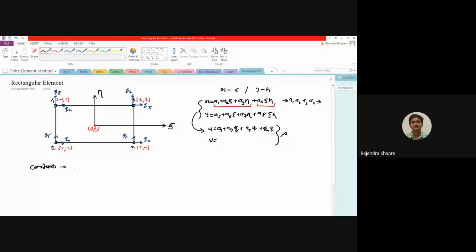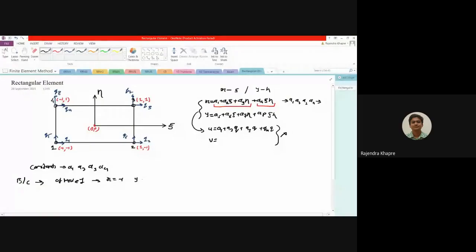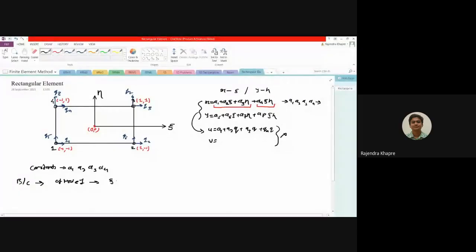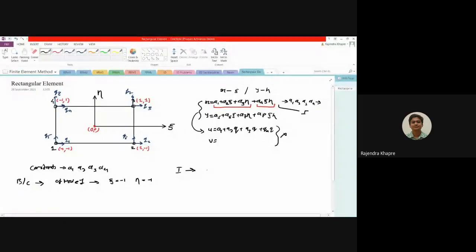these constants a1, a2, a3 and a4, what we have to do is apply the boundary condition at node 1. What are the values? The xi value will be -1, and your eta value will also be -1. Okay, and the rest of the things can be written. Let us call this equation 1. So this equation 1 can be written in some form.